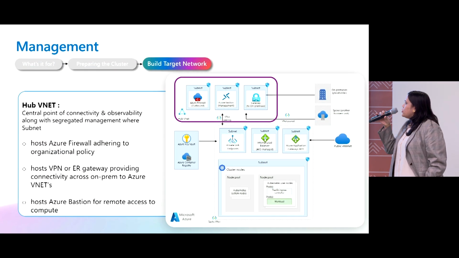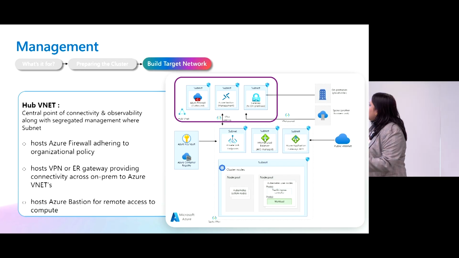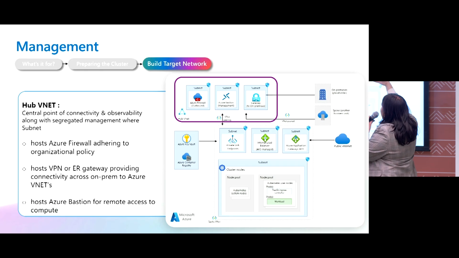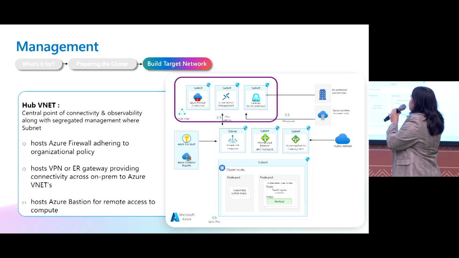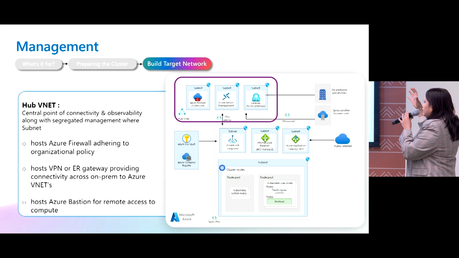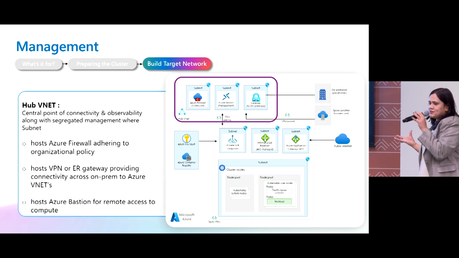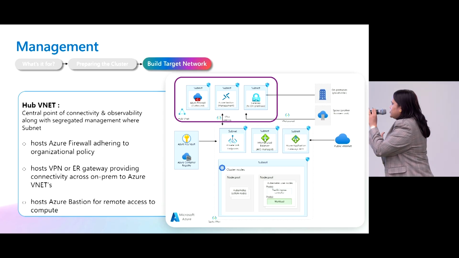So the Hub VNet is a central point of connectivity and observability along with segregated management. Here, as you can see in the highlighted box, the Azure Firewall, Azure Bastion, and Gateway, which will be commonly used across different spokes, are clubbed together in the hub. Also, as Azure Firewall is clubbed together, it also helps with cost optimization.